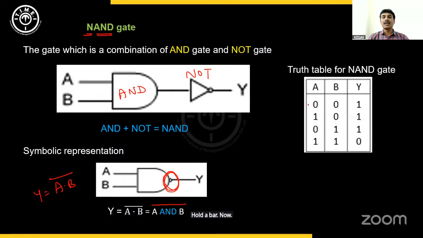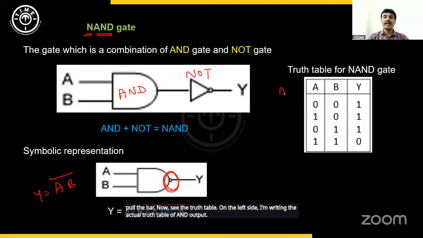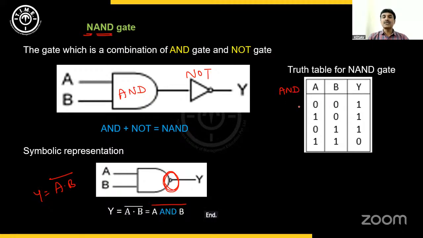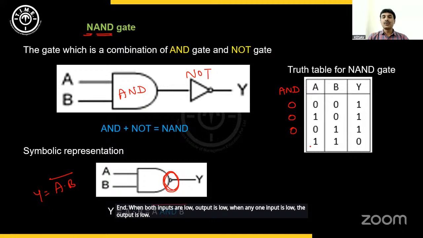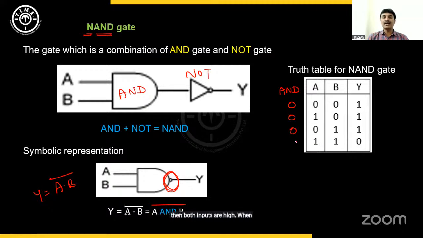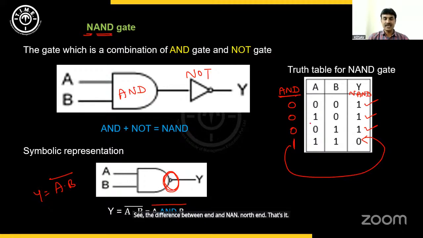Now see the truth table. On the left side, I'm writing the actual truth table of the AND output. When both inputs are low, the output is low. When any one input is low, the output is low. When both inputs are high, when A and B are high, the output is high. This is for AND. Now for NAND, it is exactly opposite. 0 becomes 1. This 0 is negated, that is 1. This 0 is also negated, 1. And the last one becomes 0. See the difference between AND and NAND. Not AND. That's it. Very simple.